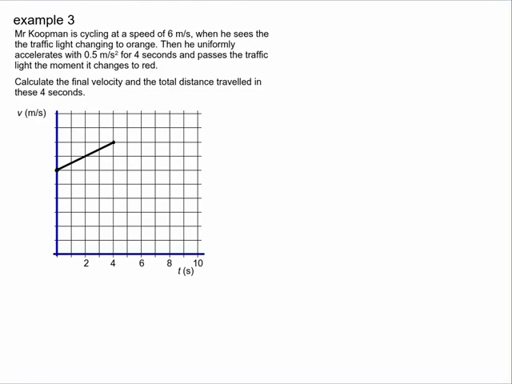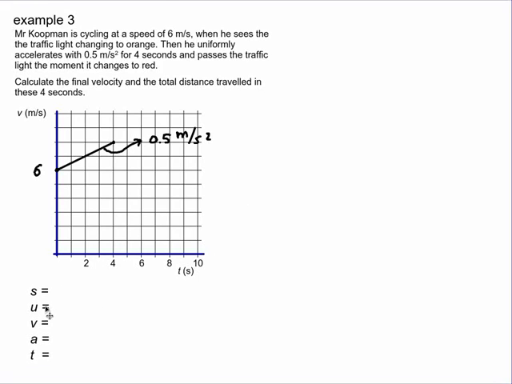Now fill in what you know. You know the speed or velocity is 6 here. We do not know the final velocity, but we do know that the slope of this graph is 0.5 meters per second squared, and we know the graph ends at 4 seconds. Step 4 is to write suvat and fill in what you know.